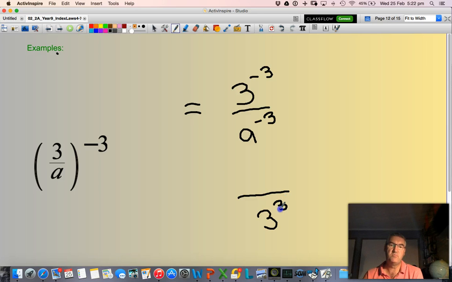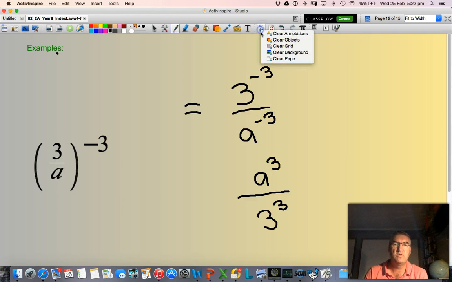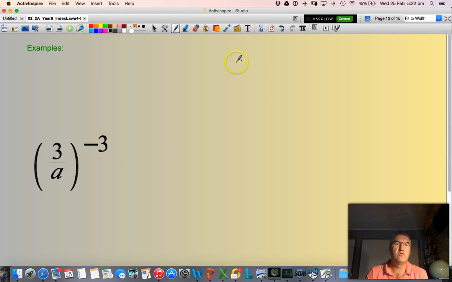So that just goes on the bottom. That part there will just go on the bottom, the denominator. And likewise, with the a, where it's a negative 3, that goes on the top part, which is the numerator. That's because there's a negative here. Now, let's just move on to the next slide here. So I'll clear the working out. It's quite a complex law to apply at times.